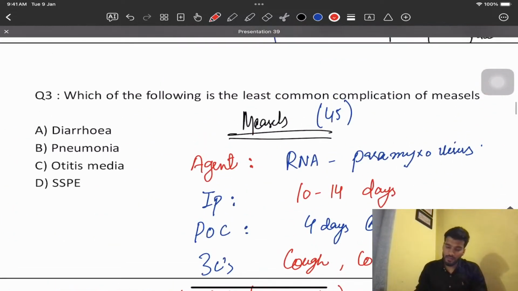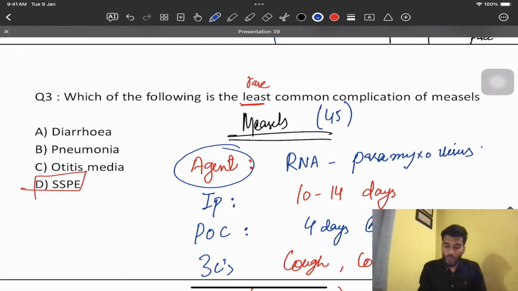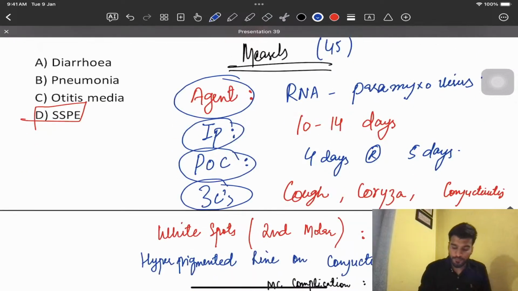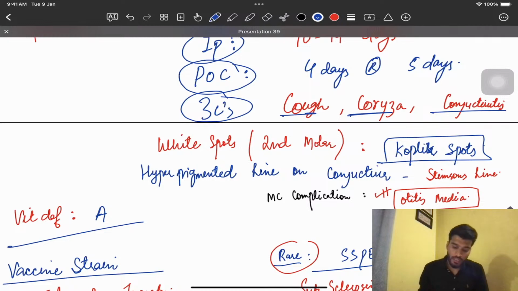So it was all about measles. Which of the following is the least or rare complication? It is SSPE, subacute sclerosing panencephalitis. Remember, the agent is RNA paramyxovirus. The incubation period is 10 to 14 days. The period of communicability is 4 days before the rash and 5 days after the rash. The 3 C's of measles are cough, coryza, and conjunctivitis. The spots opposite to the second molar are called Koplik spots. The hyperpigmented line on the conjunctiva is called Stimson's line.